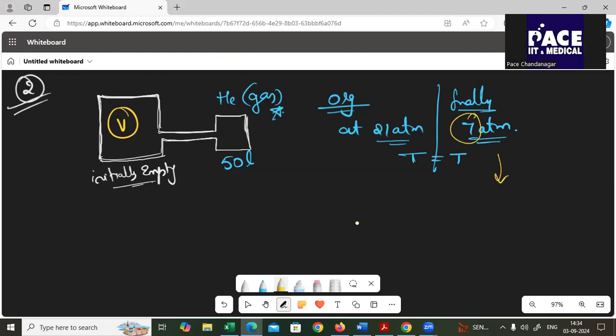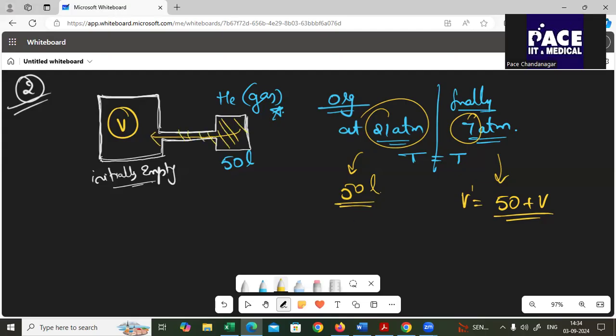In this case, what will be the volume? Volume will be 50 plus V here, and here it is 50. So at 21 atmospheres, 50 liters, I'm connecting it to another big tank, which has volume V, because the gas from here is getting through here. Now the gas is occupying all this vacuum, all this volume. So V plus 50 liters is the total volume occupied by the given gas.